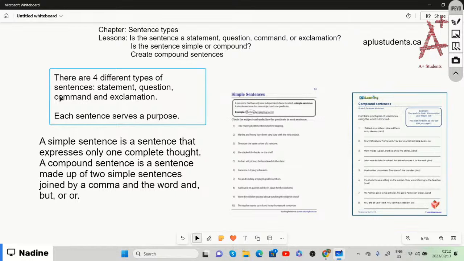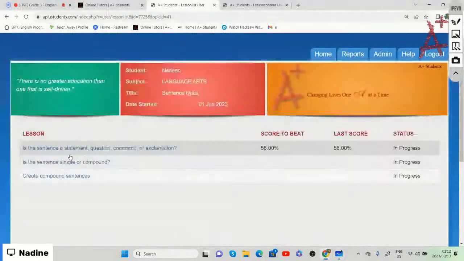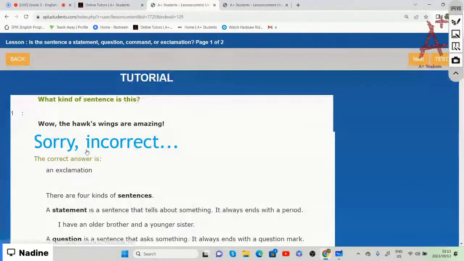So that is the 4 different types of sentences. We have a statement, a question, a command, and an exclamation. And like I said, during the course of this lesson, we are going to explain it in more detail. All right. So let us go into our first lesson where it says, is a sentence a statement, a question, a command, or an exclamation?